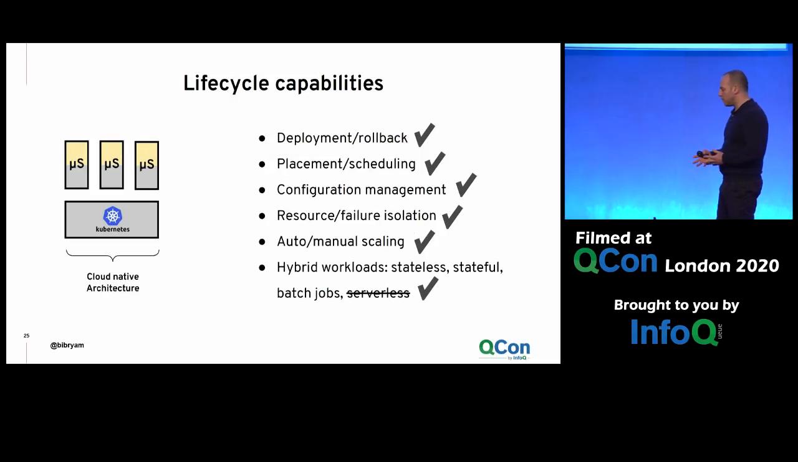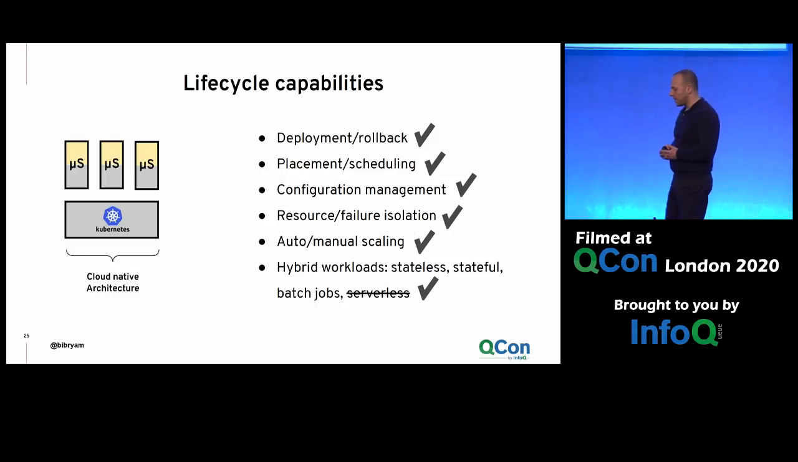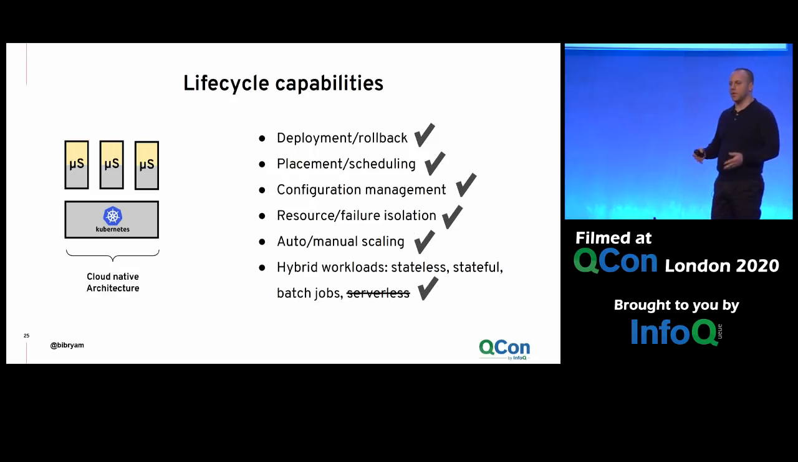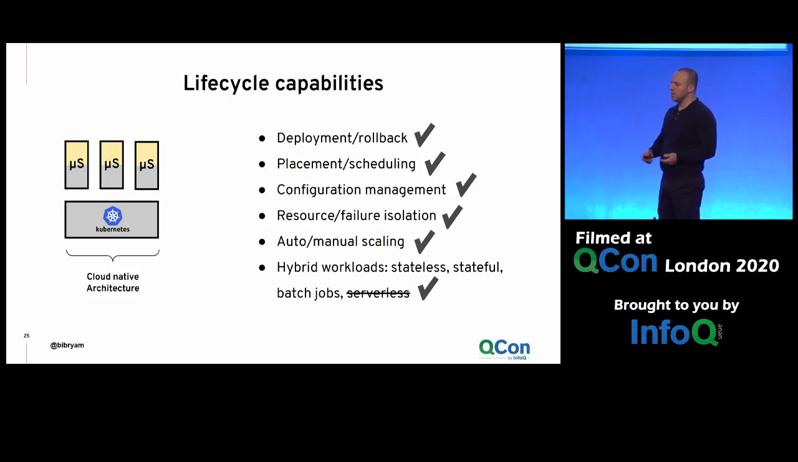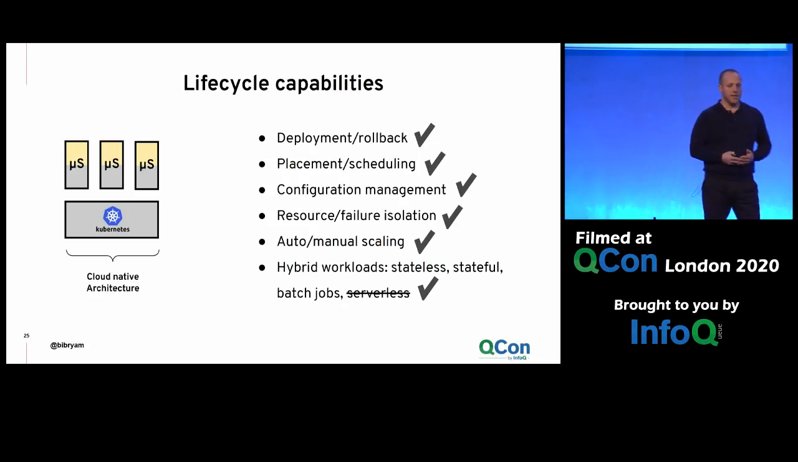If we map all of these Kubernetes features to the needs we've been talking about, I would say Kubernetes satisfies the lifecycle needs really well. And in fact, the list of needs I created is primarily driven by what Kubernetes provides us today. These are expected capabilities from any platform. Kubernetes can do deployment, placement, configuration management, resource isolation, failure isolation, and it supports different kinds of workloads, except serverless on its own.